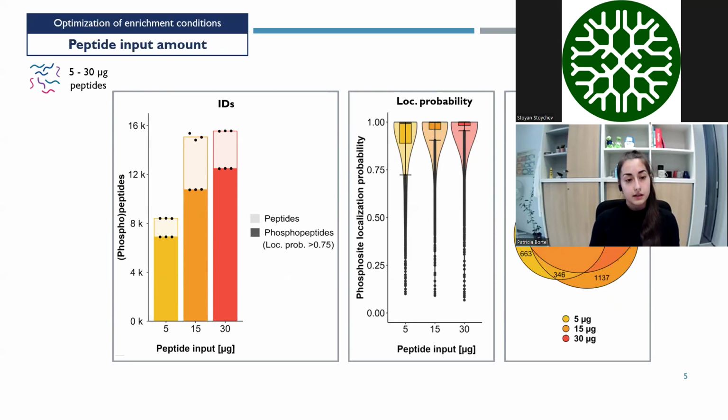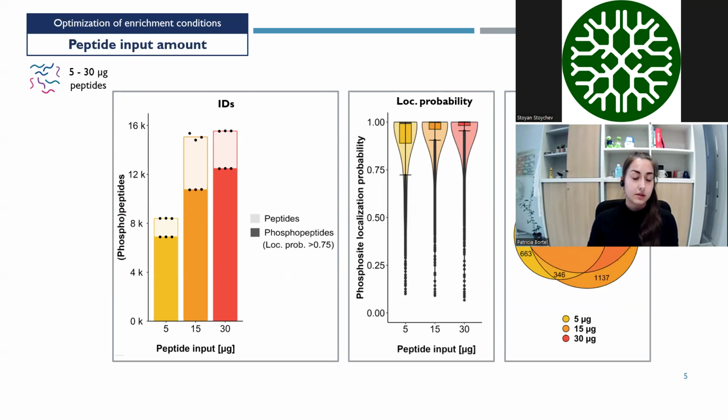And we also observed that the localization probability, as depicted here in the violin plots, scales with the peptide input amount, which makes sense because if you have a rather small peptide input amount, the peptides you enrich, so the phosphopeptides you enrich, will also be of rather low abundance. And when you use these peptides as an input for your LC-MS analysis, the chance that you're producing poor quality MS2 spectra is higher, and that complicates the subsequent localization of the phosphosite on the phosphopeptide.